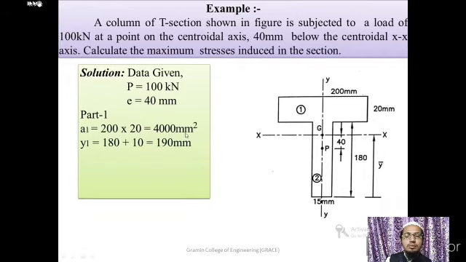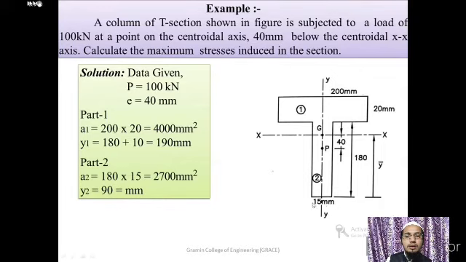Now for part 2, let it be web. So area of web will be simply this depth multiplied by the thickness of the web. So for part 2, A2 will be equal to 180 multiplied by thickness 15, which gives 2700 mm square area of the web, and Y2 will be simply half of the depth, that is 180 by 2, which gives 90 mm.